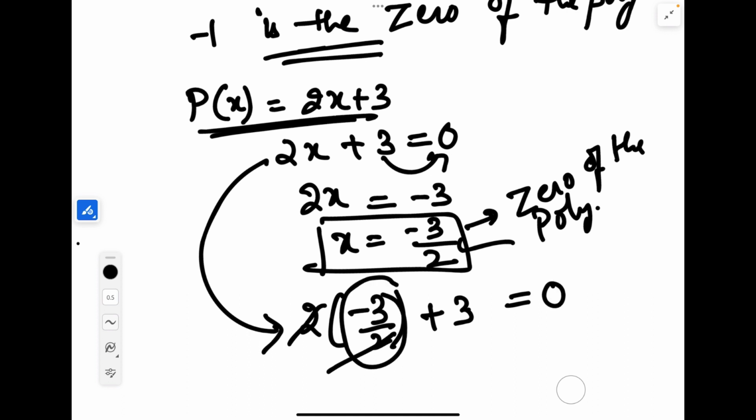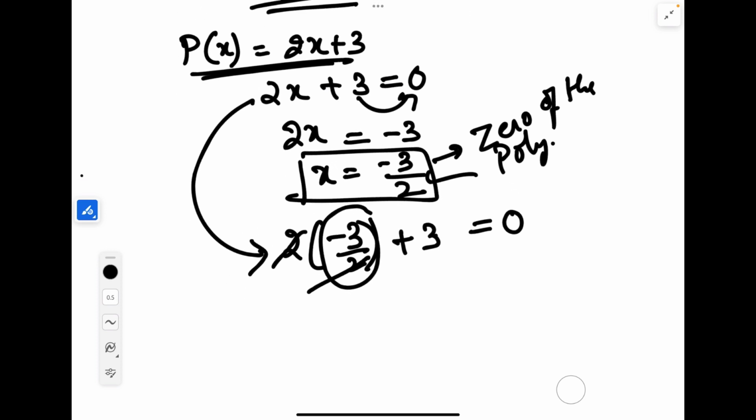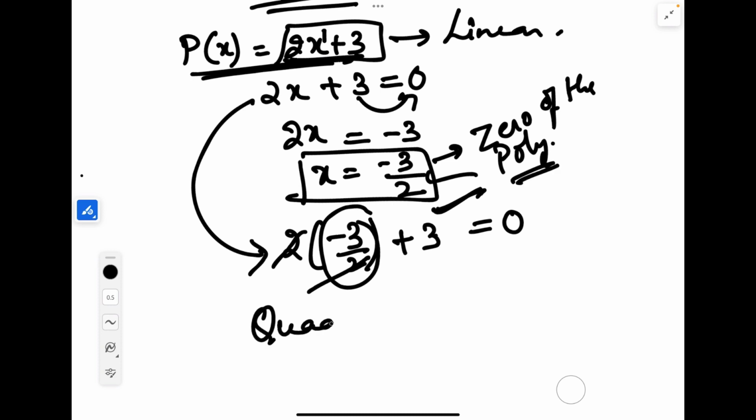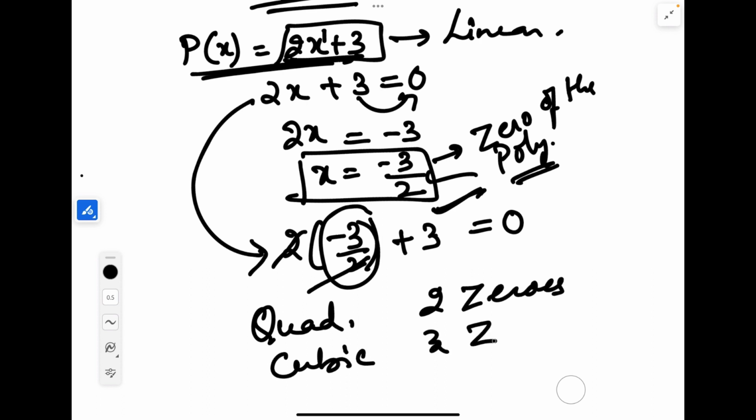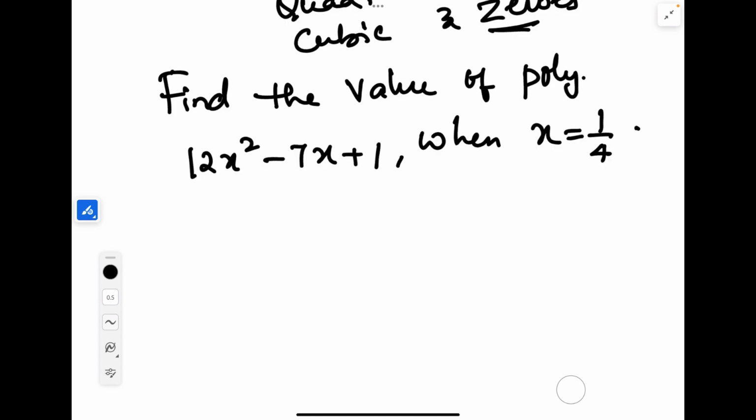So this is called the 0 of the polynomial. Now for linear polynomial, that means if the degree of the polynomial is 1, the variable's highest power is called the degree, right? If the degree of the polynomial is 1, then it is called linear polynomial and it will have 1 zero, x का एक ही वैल्यू. For quadratic polynomial we will get 2 zeros. Okay, for cubic we will get maximum 3 zeros. Okay, 3 zeros.